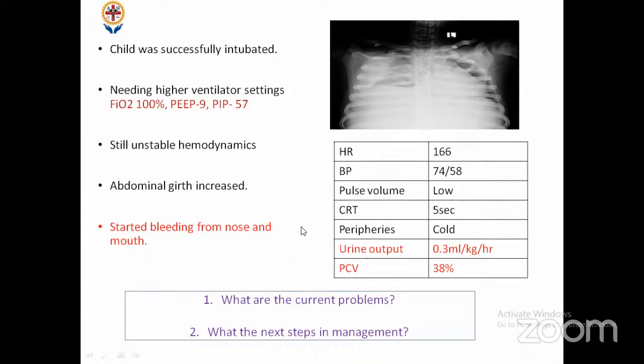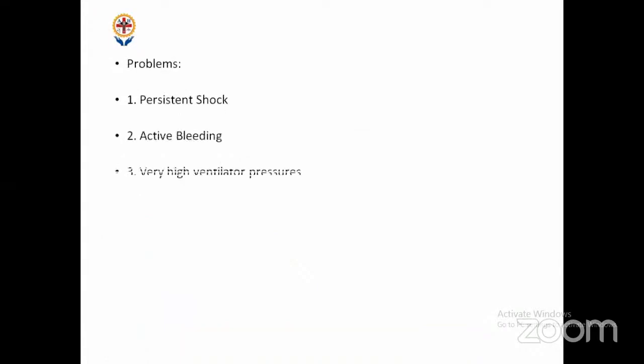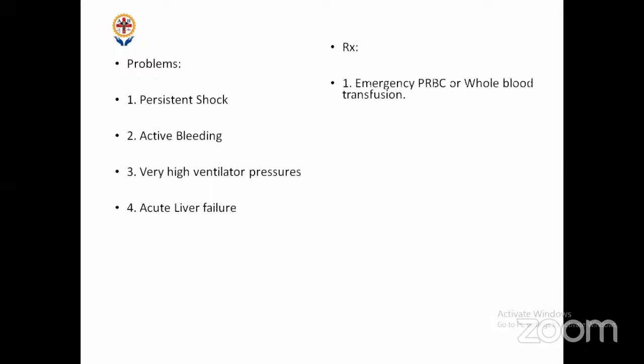Okay. So exactly. You need to go for local methods. Apart from your systemic methods, you need to go for local methods in this stage. So the problems in this are persistent shock, active bleeding, very high ventilator pressures, and acute liver failure. The management I'm going to do: for shock management, I'm going to give emergency PRBC and whole blood transfusion. I'm going to do nasal packing for the active bleeding. I can try platelet and FFP transfusion also.